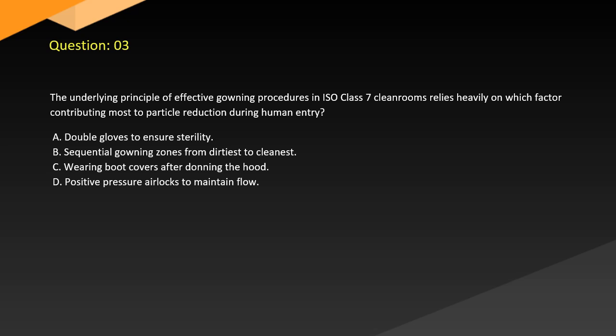Question 3. The underlying principle of effective gowning procedures in ISO Class 7 cleanrooms relies heavily on which factor contributing most to particle reduction during human entry? A. Double gloves to ensure sterility. B. Sequential gowning zones from dirtiest to cleanest. C. Wearing boot covers after donning the hood. D. Positive pressure airlocks to maintain flow.